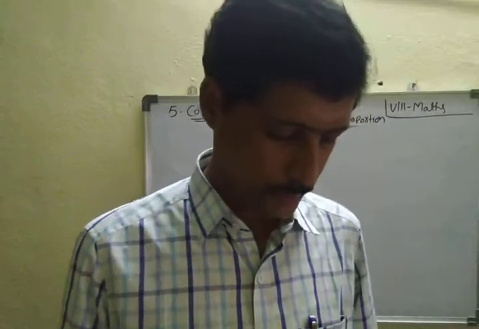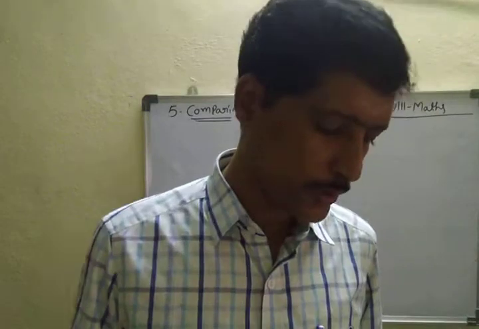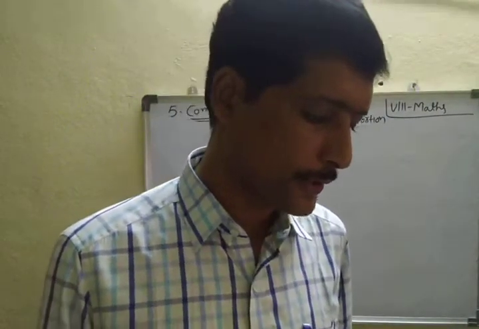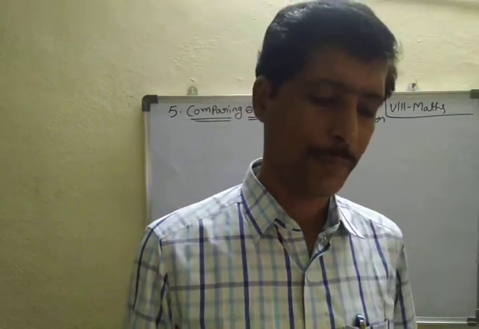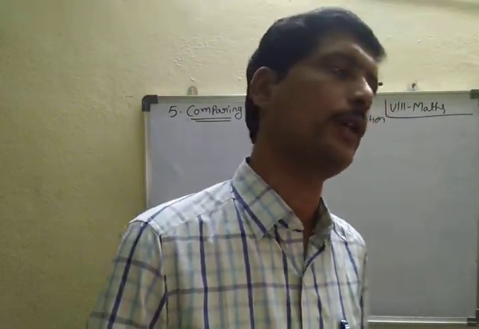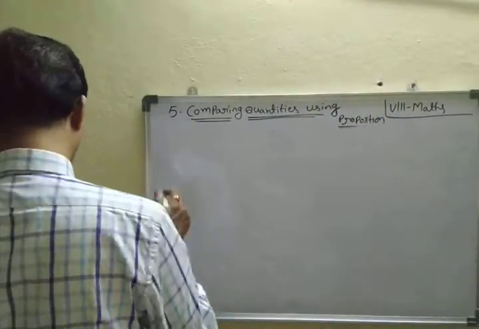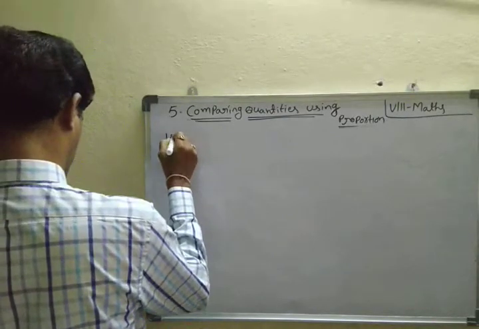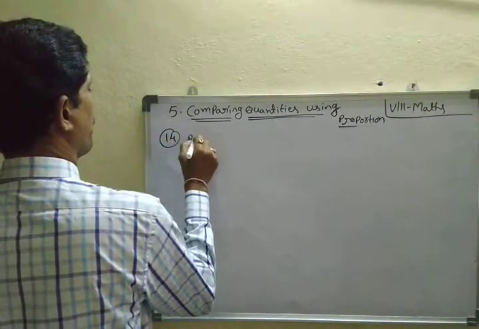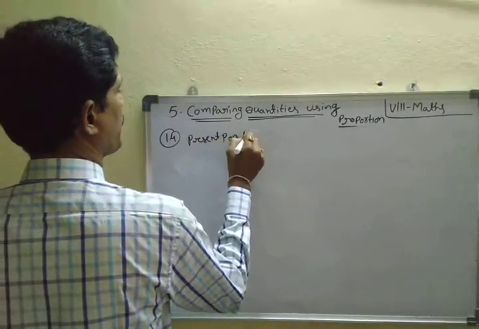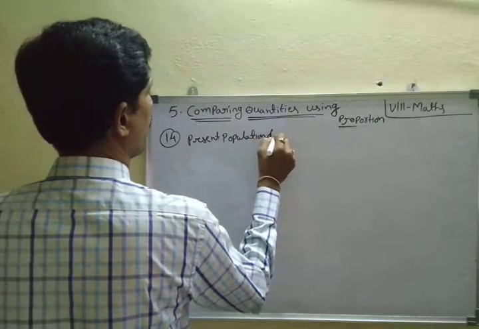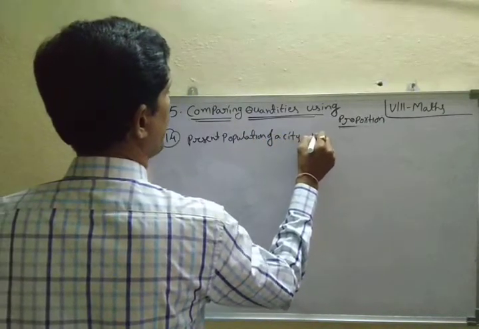Next question, that is question number 14. Find the population of a city after 2 years, which is at present 12 lakhs, if the rate of increase is 4%. That is also again using the compound interest formula. Therefore here, the present population of a city is 12 lakhs.